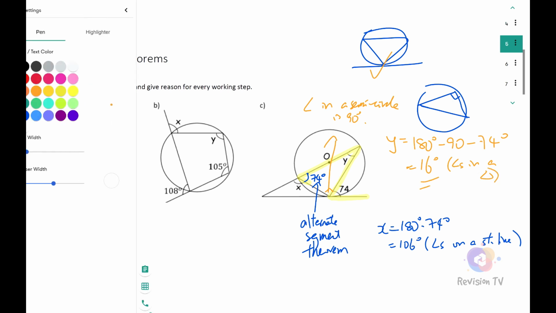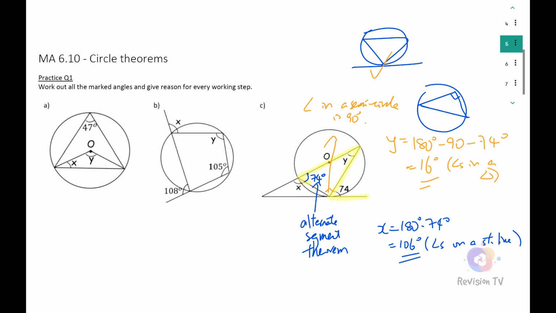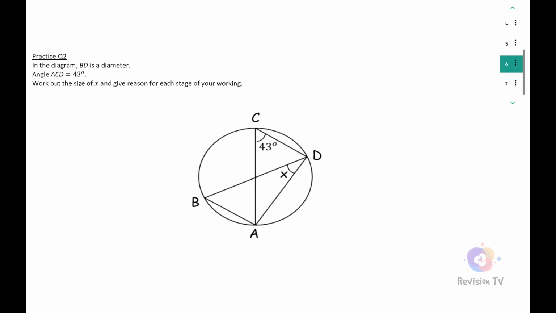Hopefully you get them all right. Here comes practice question 2. Have a read through of the question and make sure you give a reason for every stage of your working out. In your exam, this question is probably worth 4 marks. There'll be at least 2 marks dedicated for the reasons, so make sure you do put them in. Have a good go at the question. When you're ready for the answer, you can press play.